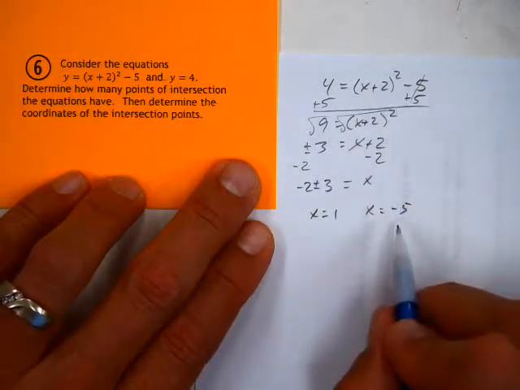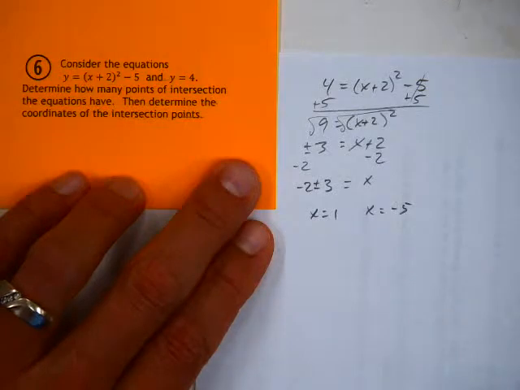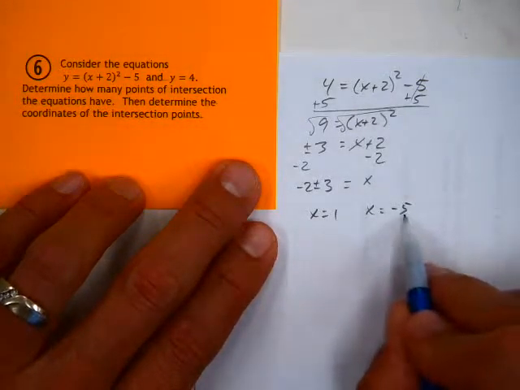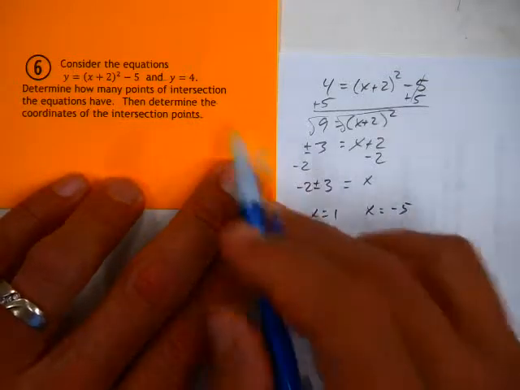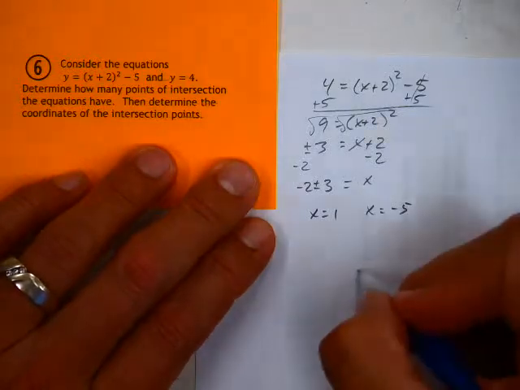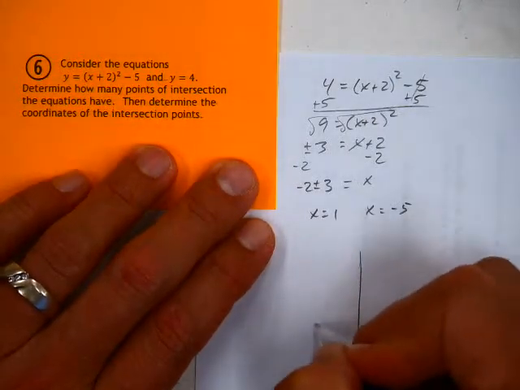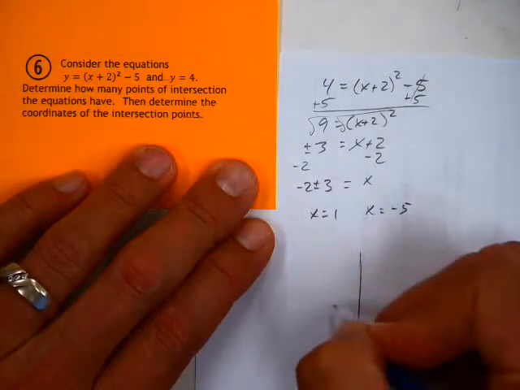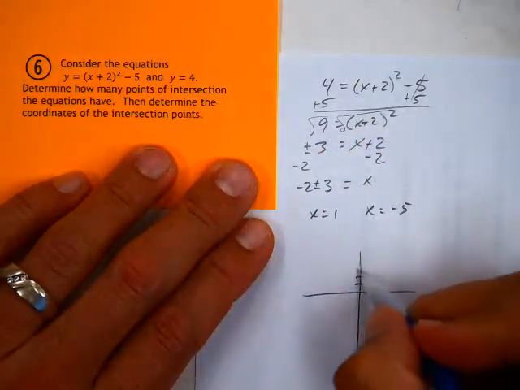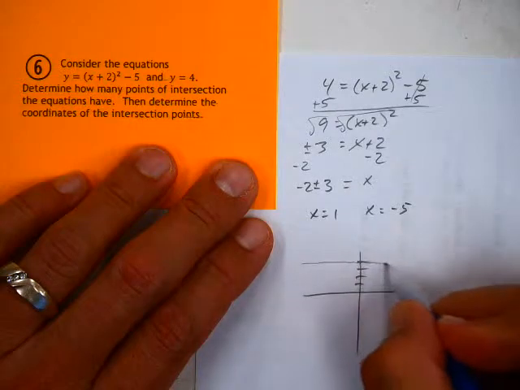But keep in mind, we're kind of used to solving for roots, and that would assume that one of our solutions is (1, 0) and the other is (negative 5, 0). Well, keep in mind, one of the equations is y equals 4. So if I look at a quick sketch of the graph, I've got a horizontal line at 4: 1, 2, 3, 4. It goes right through there.